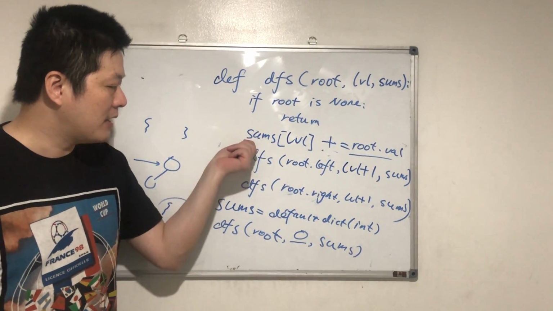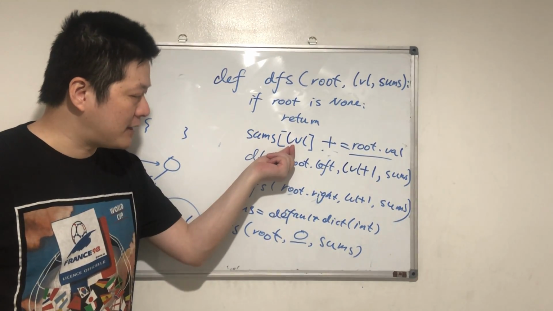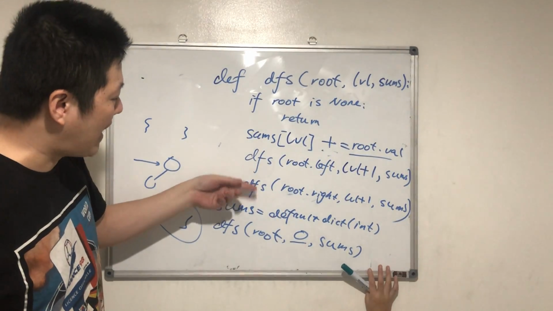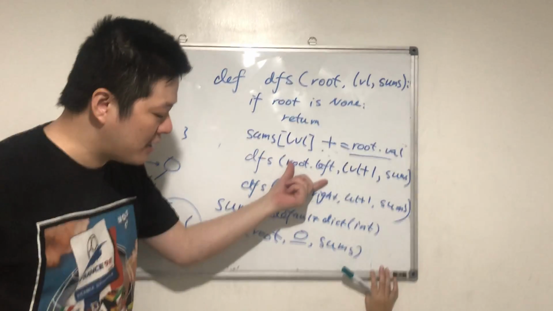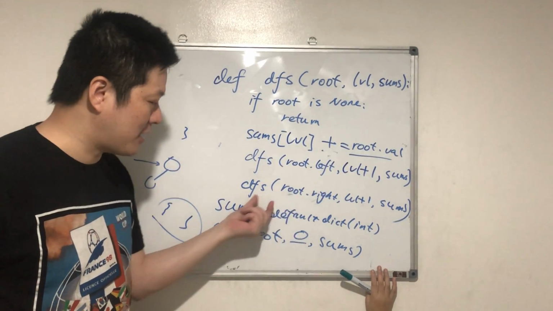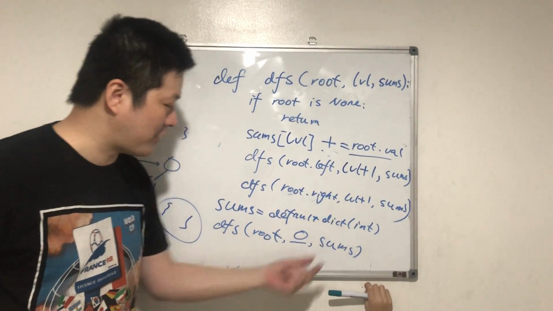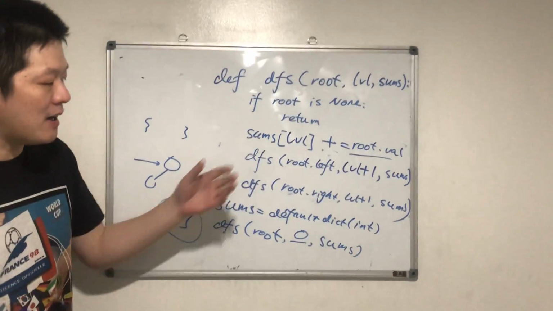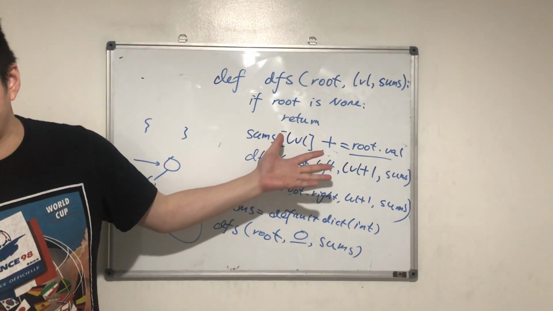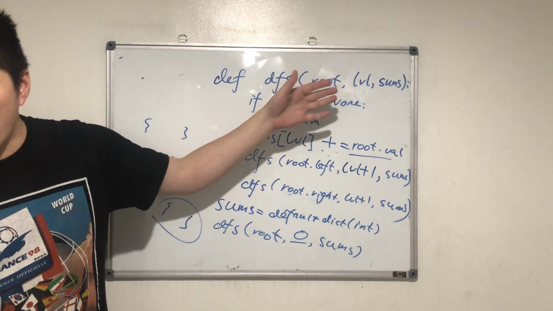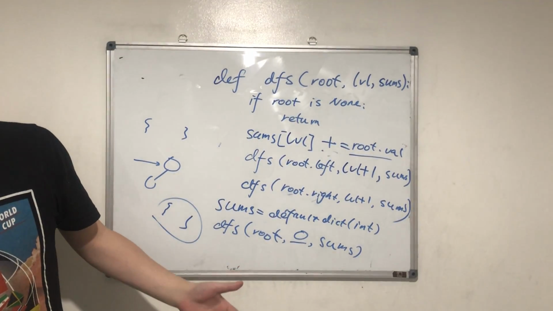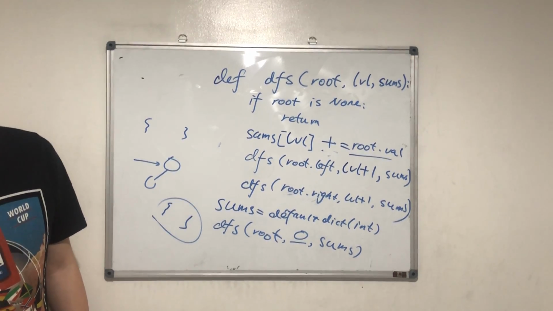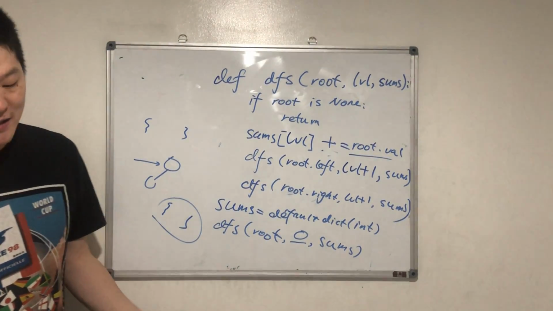So at the beginning, the sums of the level 0 is 0, and plus equal root of value, right? Then you will accumulate. And then recursively, you go to the left tree with the level plus 1, and go to the right tree with the level plus 1. And the depth first search, actually, because here we are traversing the binary tree in O(N), right? What's the time complexity, by the way? O(N). What's N? The number of nodes in the binary tree, yes. Same as yesterday.